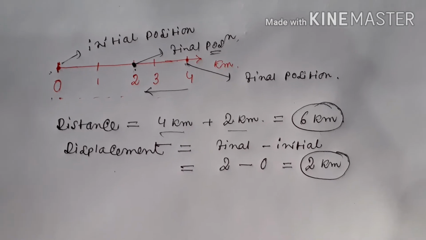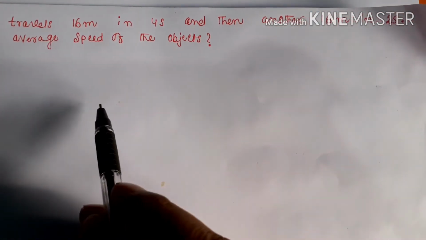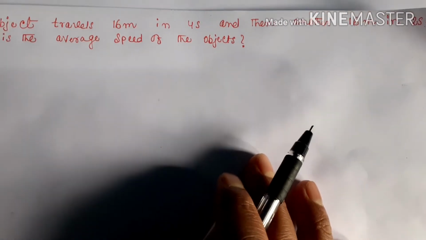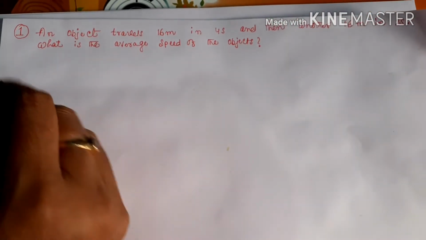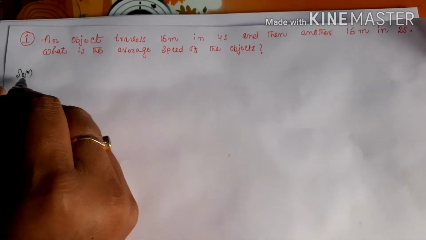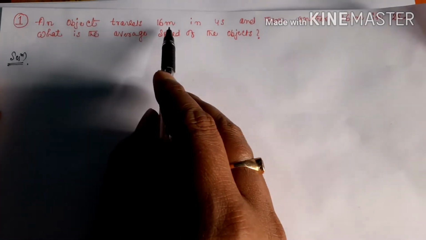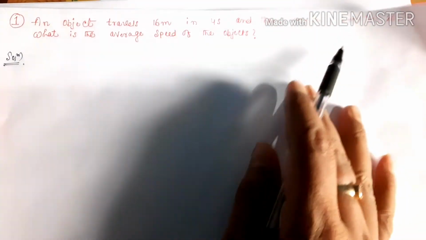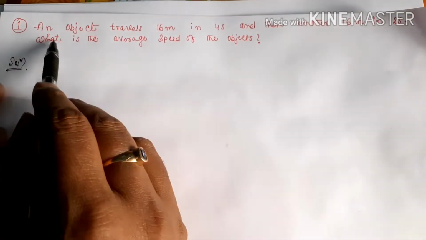Now we will discuss a few numericals one by one. I am telling you the numericals. Here I have written a few numericals. So this is the numerical. First, just try to figure it out. First one is given that an object travels 16 meter in 4 seconds and then another 16 meter in 2 seconds. What is the average speed of the object?